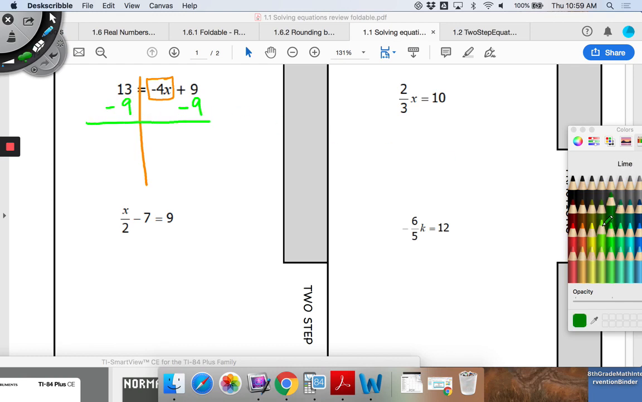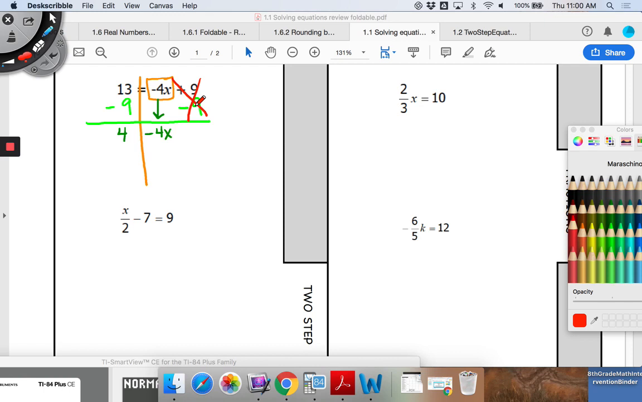So then I have 13 minus 9 is 4. I bring down the negative 4x because we haven't dealt with that yet. And then because it makes me really happy, I cross out the plus 9 and the minus 9 because those cancel out, and it's just satisfying to cancel those out.